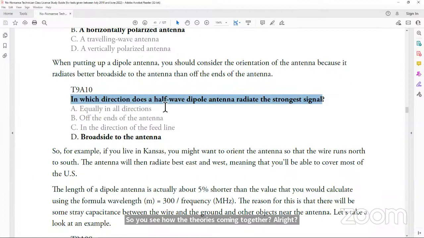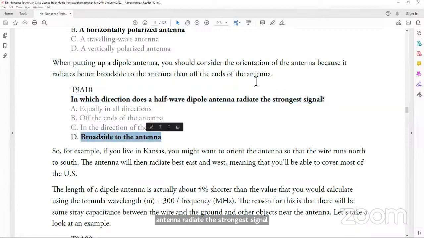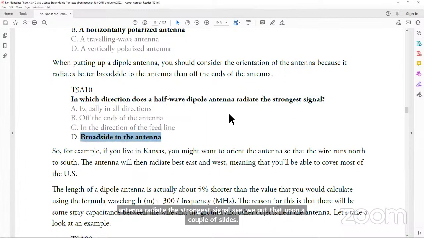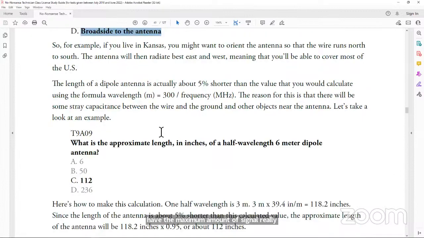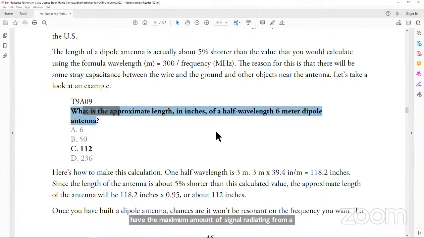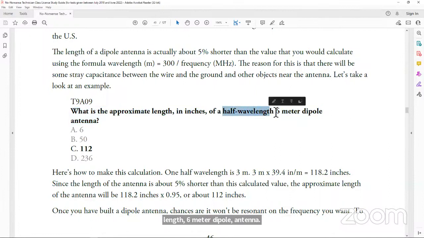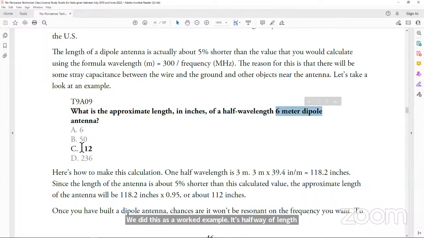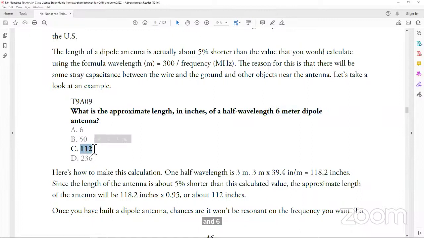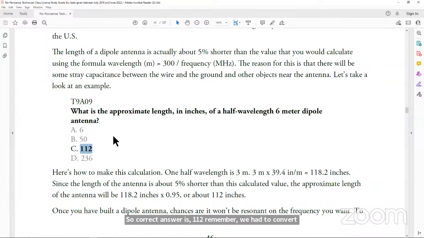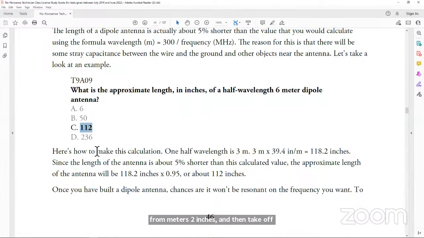In which direction does a half-wave dipole antenna radiate the strongest signal? So we put that up on a couple of slides. We showed that it's broadside to the antenna where you have the maximum amount of signal radiating from a dipole. What is the approximate length in inches of a half-wavelength 6-meter dipole antenna? We did this as a worked example. It's half wavelength and 6 meters. So the correct answer is 112. Remember, we had to convert from meters to inches and then take out 5%. So there's the answer.